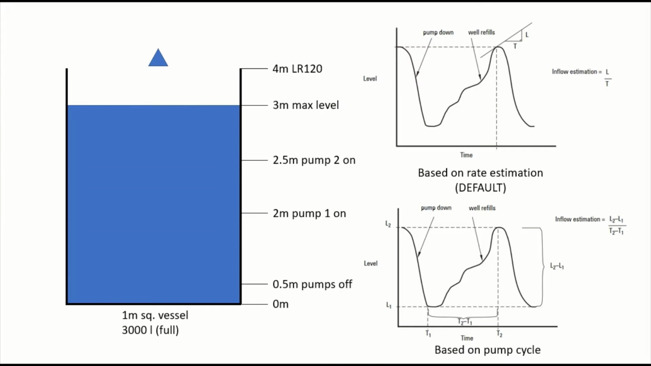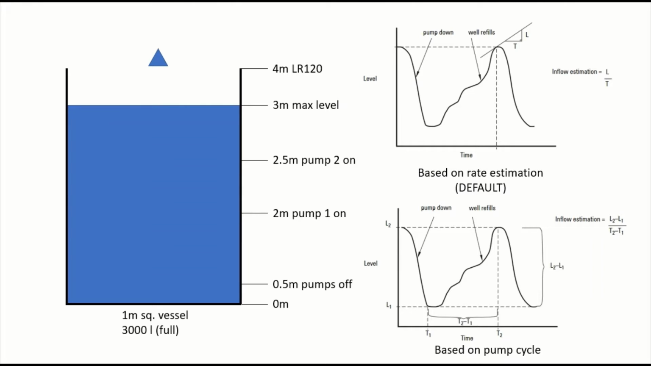The first option is based on a rate estimation. It essentially looks at how the well or the vessel was filling before we started the pump cycle and assumes that it's going to fill at the same rate as we're pumping out the material from the vessel. That's the default option based on rate estimation.